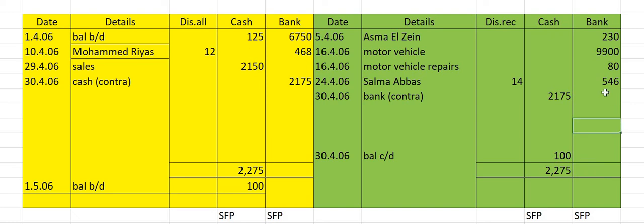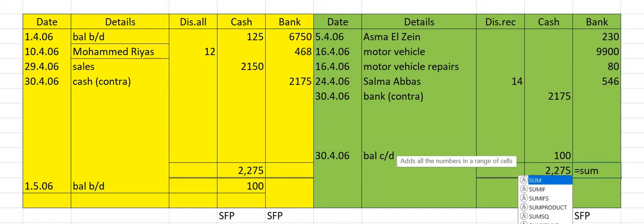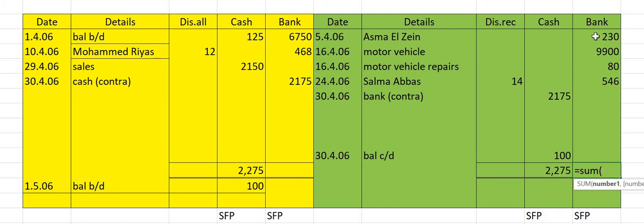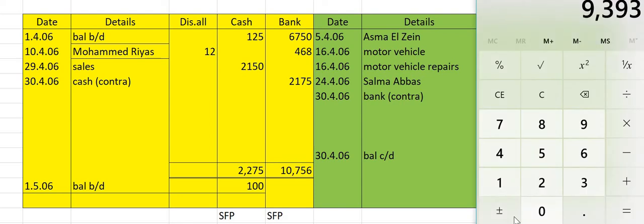Now we are done with that, you have to see which side is greater. So I can see the credit side is greater than the debit side. So let's find the total of the credit side. I'm using the sum formula to find this. So it's 10,756. So I need to enter 10,756. From this, I'm going to deduct all these figures. So let's find out how much we get.